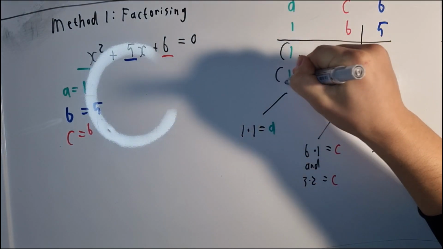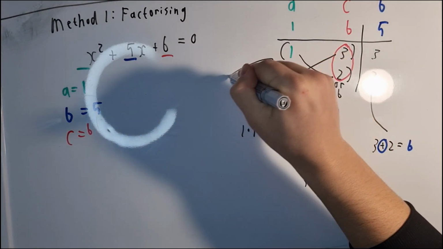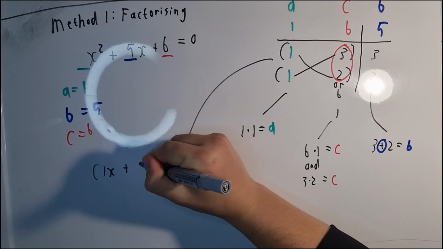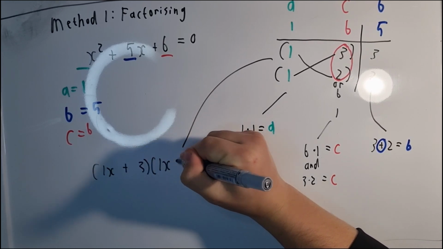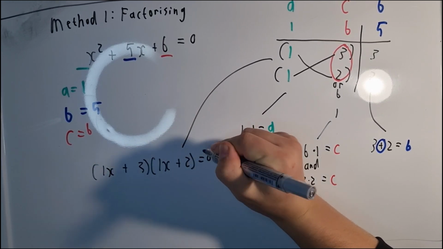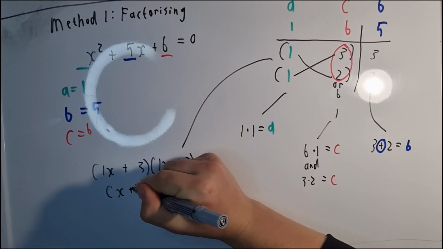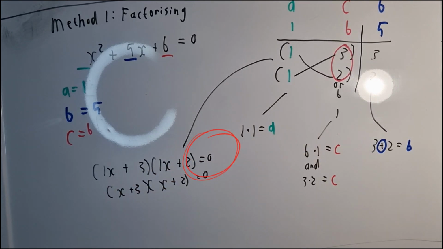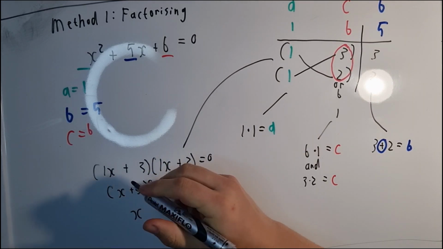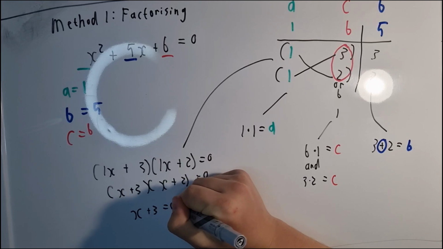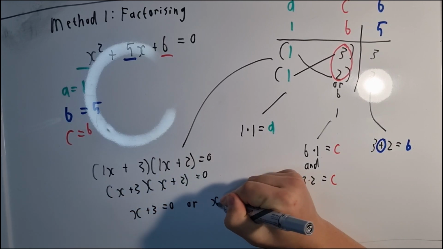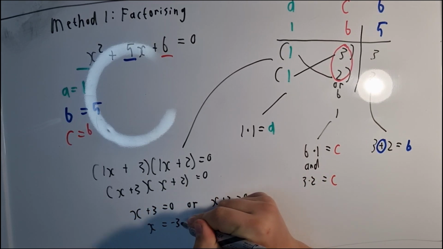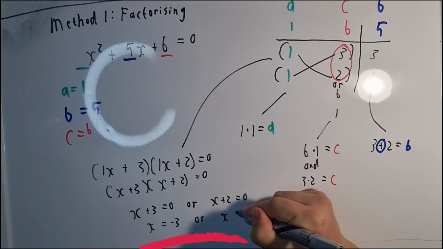For the last step, we simply write the brackets, which is the a column number multiplied with x plus the first c number, end bracket, and then the same for the next bracket. So the second number of a times x plus the second c number, and this whole thing has to equal 0. We can then solve for x by stating that one or the other of these brackets have to be 0 to multiply to equal 0, as common math rules dictate. So x is either -2 or -3.